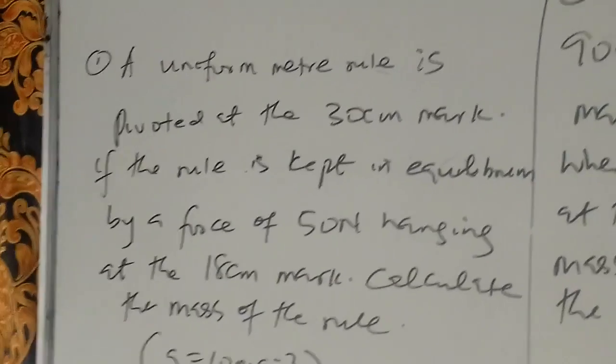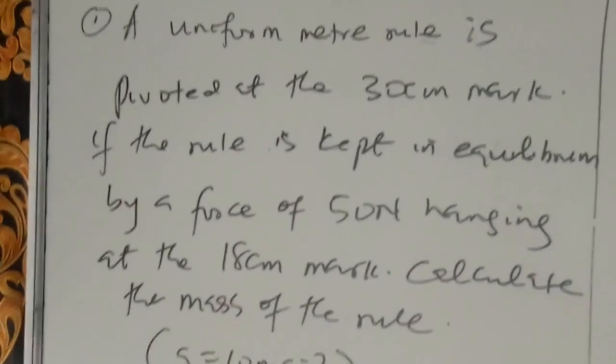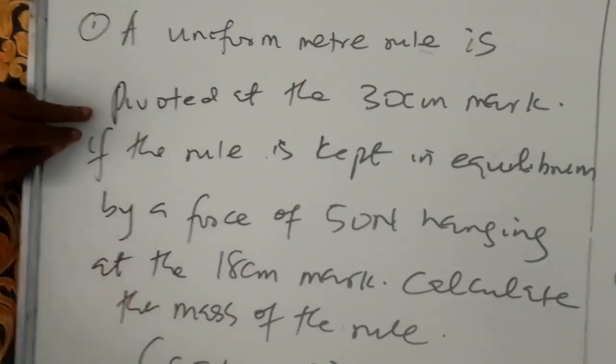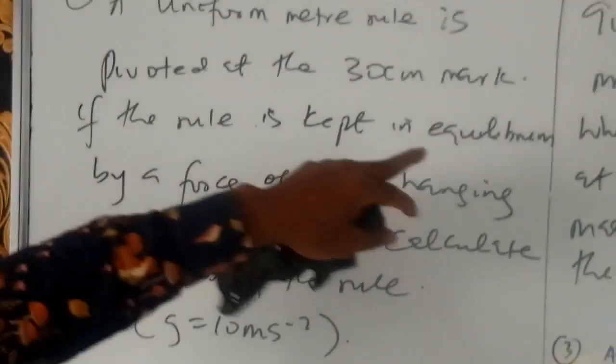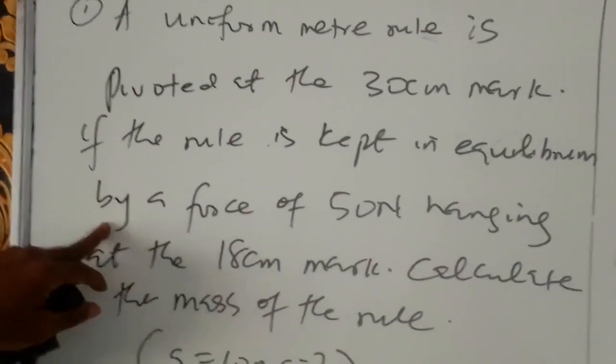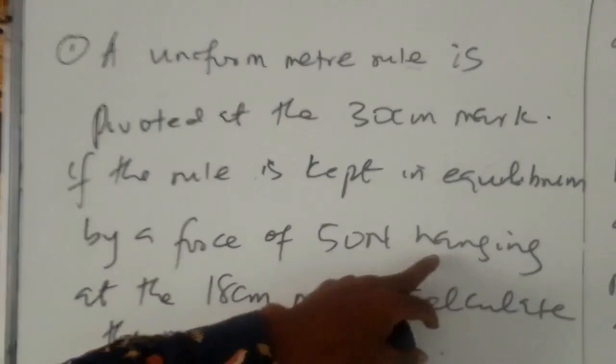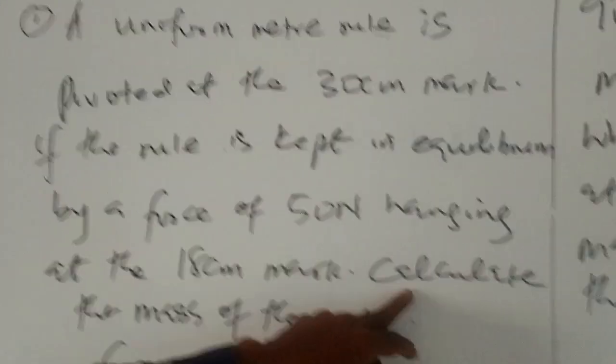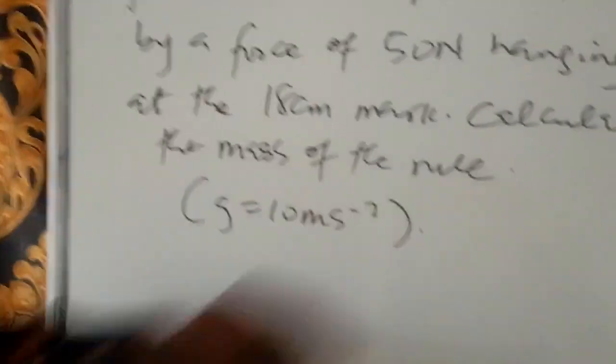I'll try to look at problems on moment. Let's look at this first question. It says a uniform meter rule is pivoted at the 30 cm mark. If the rule is kept in equilibrium by a force of 50 Newton hanging at the 18 cm mark, calculate the mass of the rule.